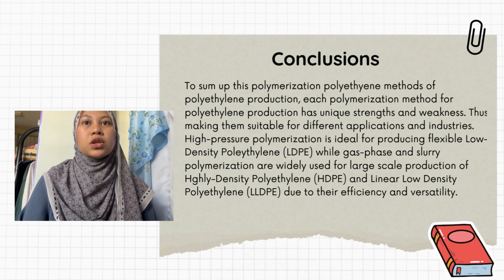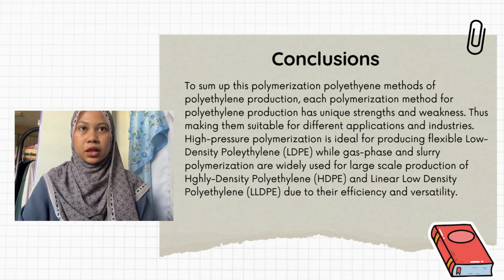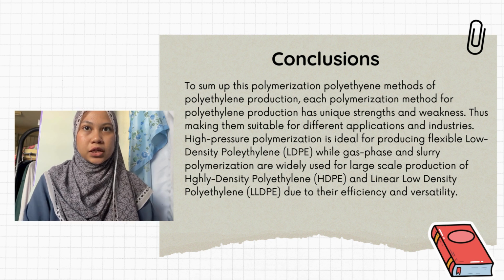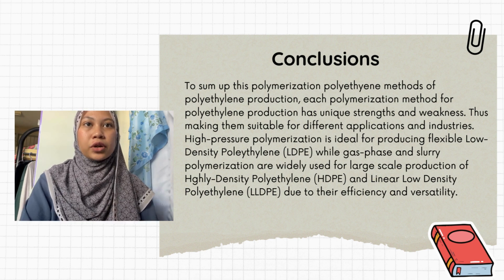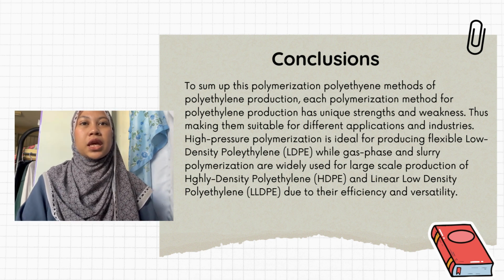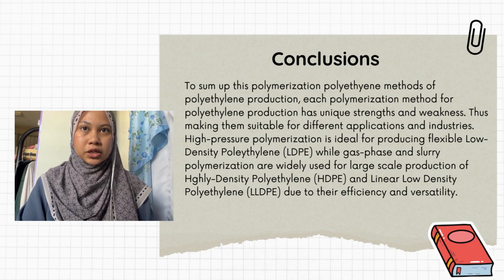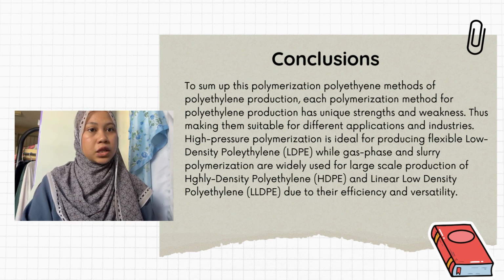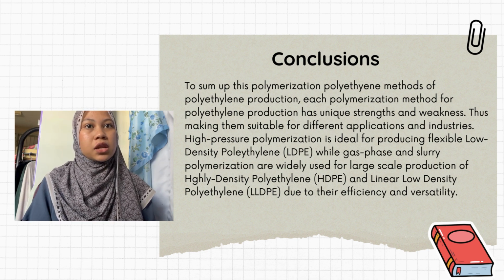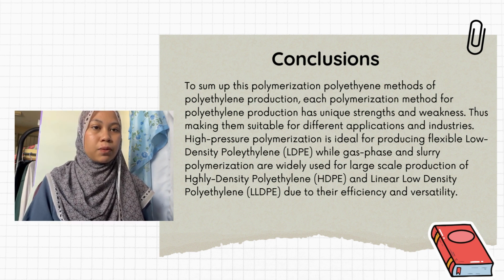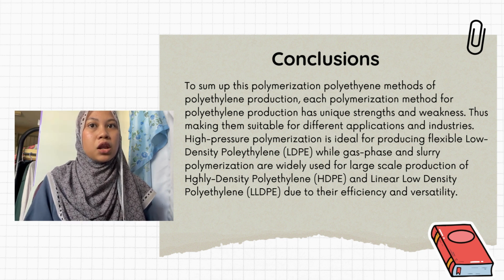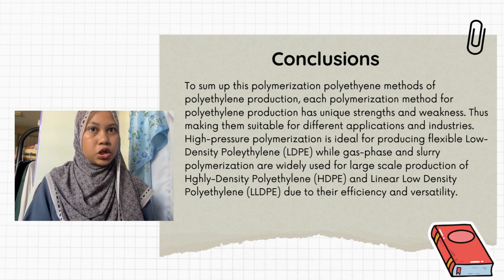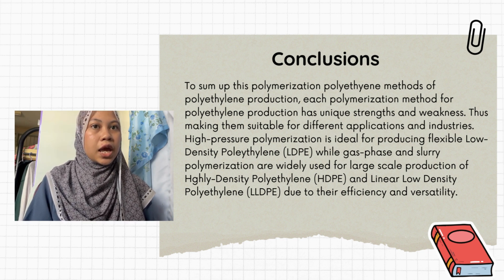For conclusion, to sum up the polymerization methods of polyethylene production, each polymerization method for polyethylene production has unique strengths and weaknesses, thus making them suitable for different applications and industries. High pressure polymerization is ideal for producing flexible low density polyethylene, which is LDPE, while gas phase and slurry polymerization are widely used for large scale production of high density polyethylene, which is HDPE, and linear low density polyethylene, LLDPE, due to their efficiency and versatility.